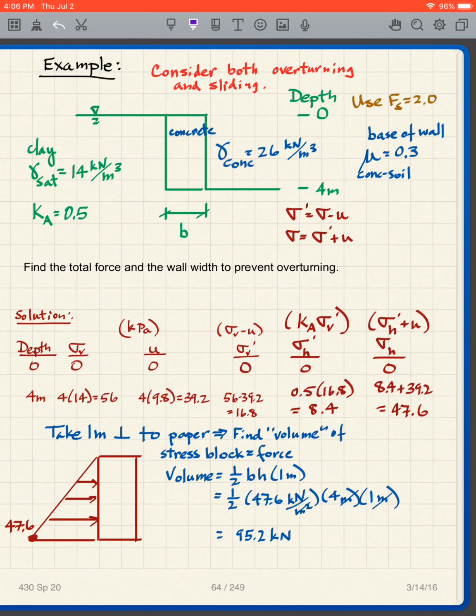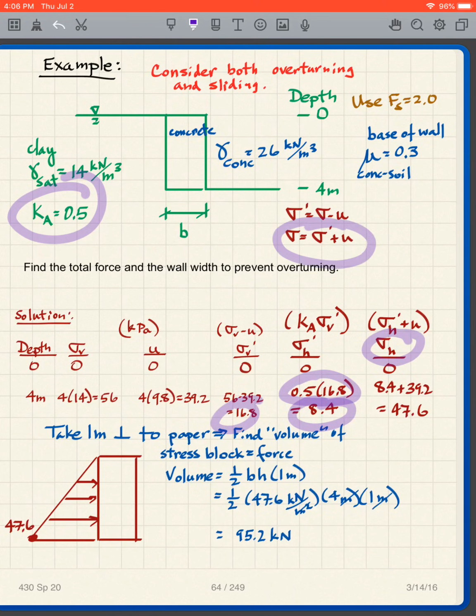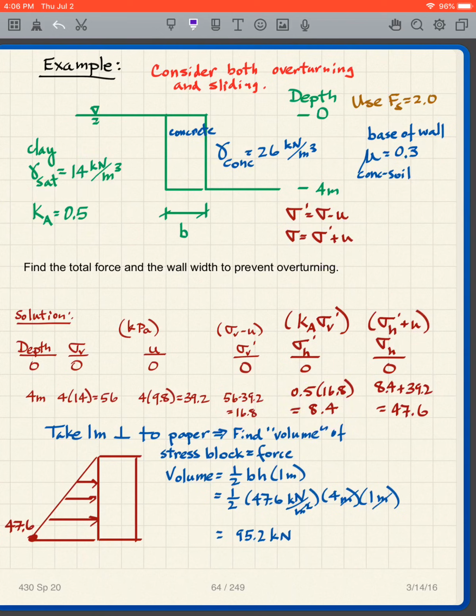So I'm given that Ka is 0.5. So this is simply 0.5 times 16.8. I get 8.4. And then to get my sigma h, I'm going to use this form of the equation. Sigma h is going to be sigma h prime plus u. My sigma h prime is 8.4, my u is 39.2. I add them together, I get 47.6.